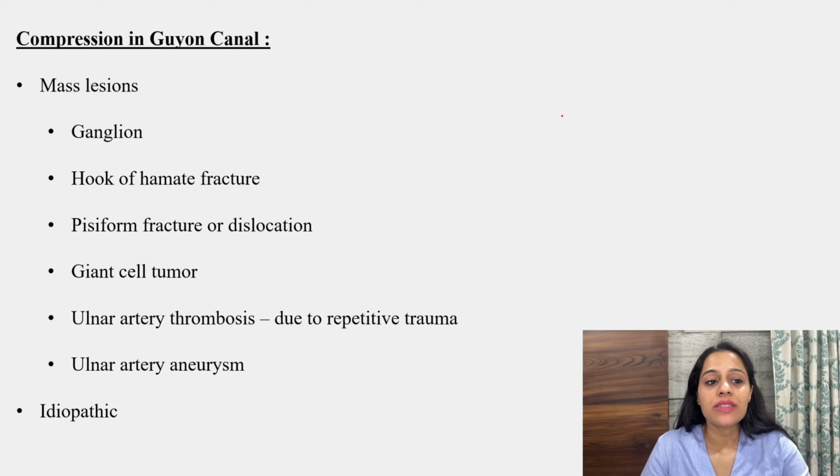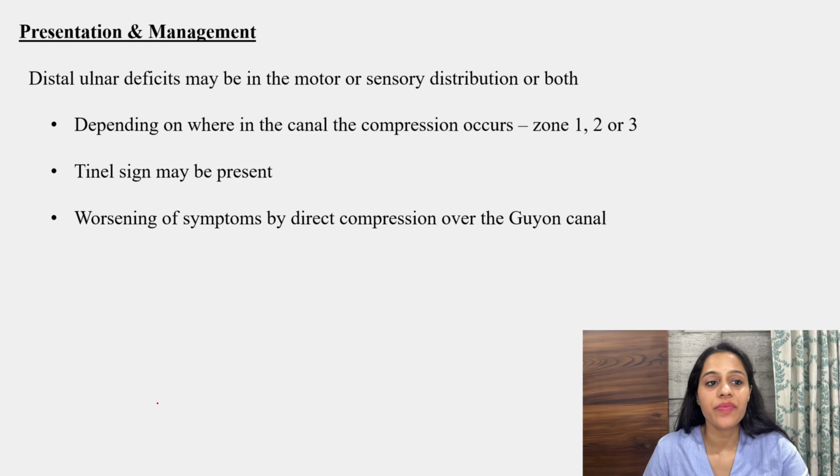There can be mass lesions like ganglion, which is one of the commonest reasons. There can be hook of hamate fracture or pisiform fracture and dislocation. There can be a giant cell tumor, ulnar artery thrombosis, which occurs due to repetitive trauma, or ulnar artery aneurysm. Sometimes the cause is not known, which is also known as idiopathic. In presentation, the patient will have distal ulnar deficits. It can be both motor and sensory, depending on where the ulnar nerve is getting compressed in Guyon's canal.